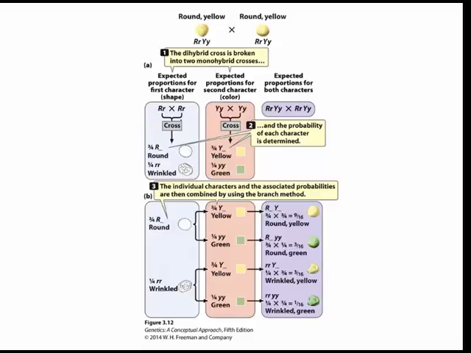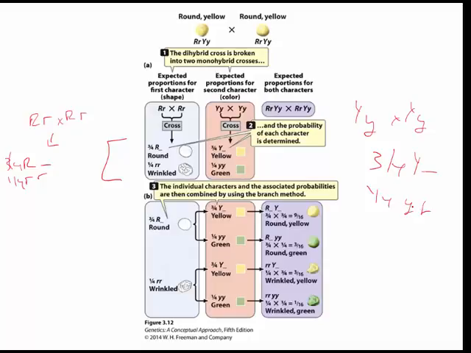But individually, there are two monohybrid crosses. So big R, little r, cross to big R, little r. You get this, 3/4, 1/4. So that's this. Big Y, little y, cross to big Y, little y. You get 3/4 big Y, 1/4 little y, little y. So then what's the probability of getting these combinations together?